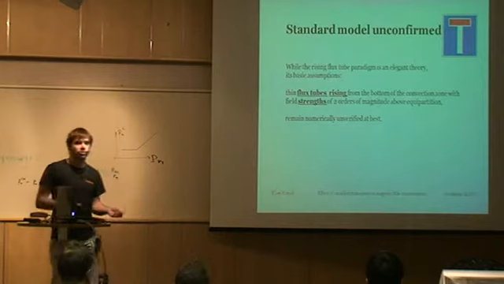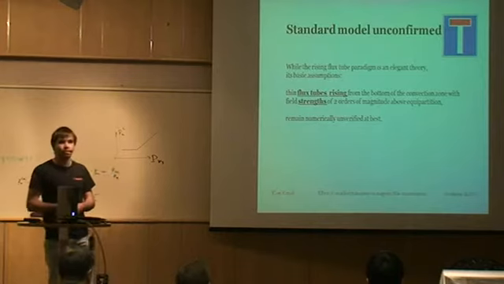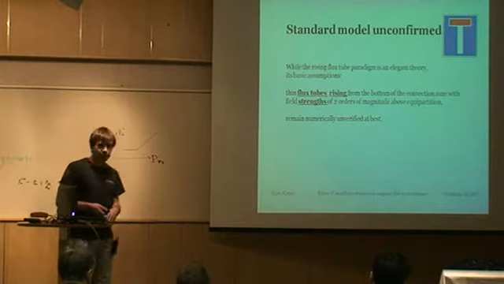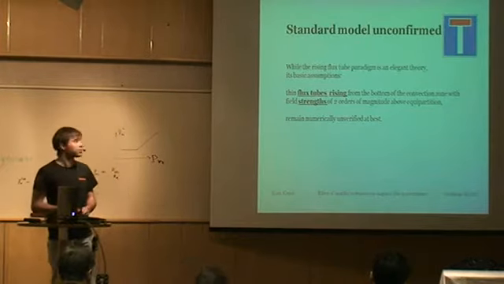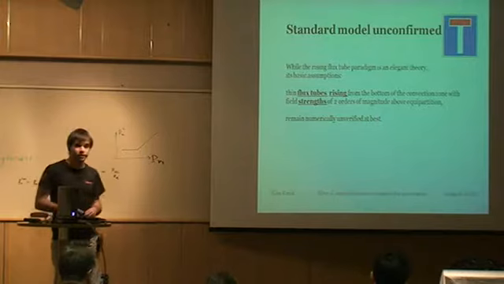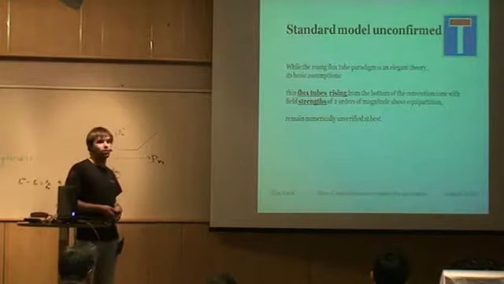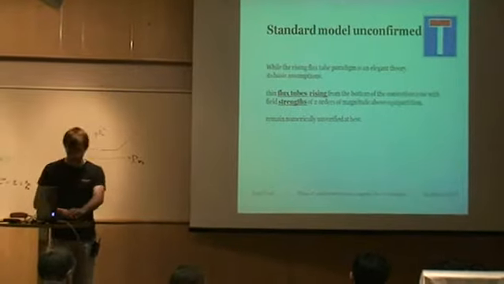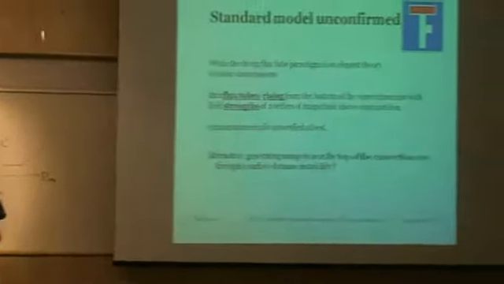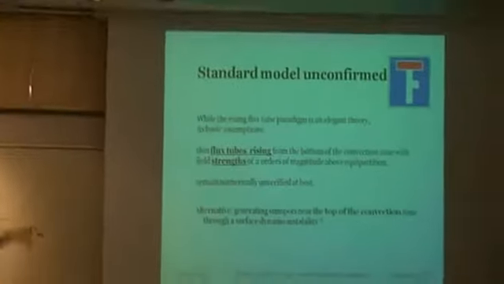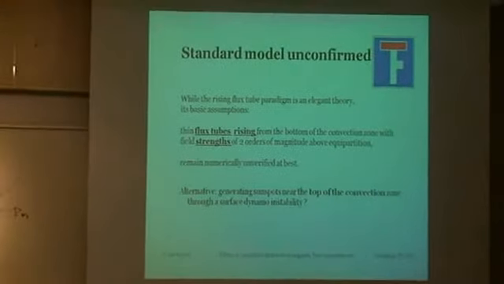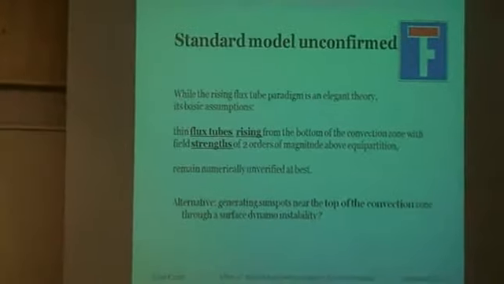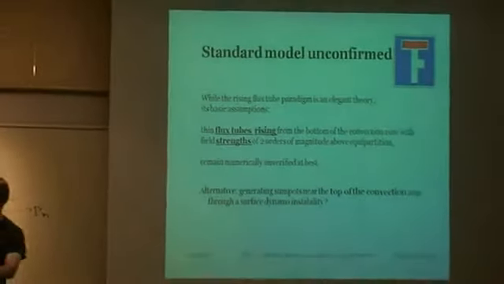Another question is, do they rise? Because, again, simulations have shown that tubes can as well be coming downwards. And finally, actually the most tricky question, do they even exist? Because nobody has actually produced very nice flux tubes yet. So we can try to go for an alternative. Instead of creating them at the bottom and transporting them all the way up, why don't we try to generate them at the top of the convection zone through a surface instability?